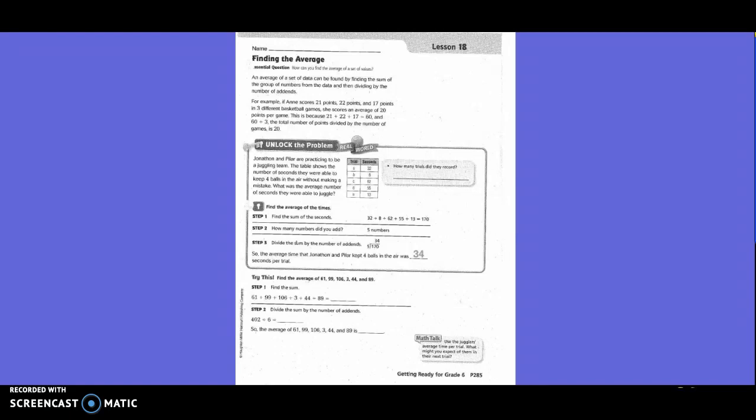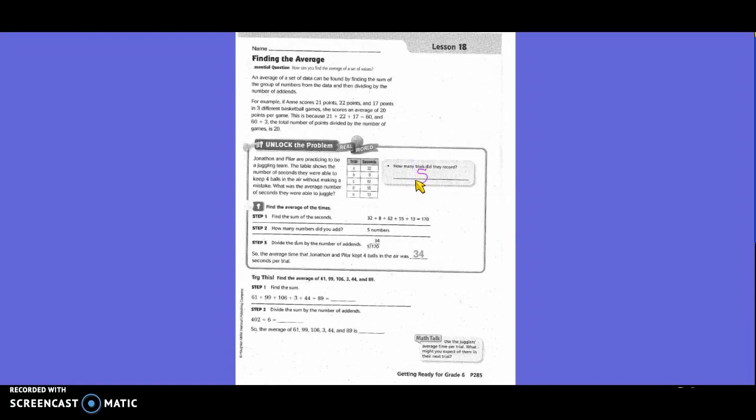So, unlock the problem. Jonathan and Pilar are practicing to be a juggling team. The table shows the number of seconds they were able to keep 4 balls in the air without making a mistake. What was the average number of seconds they were able to juggle? So how many total trials did they record? 5.